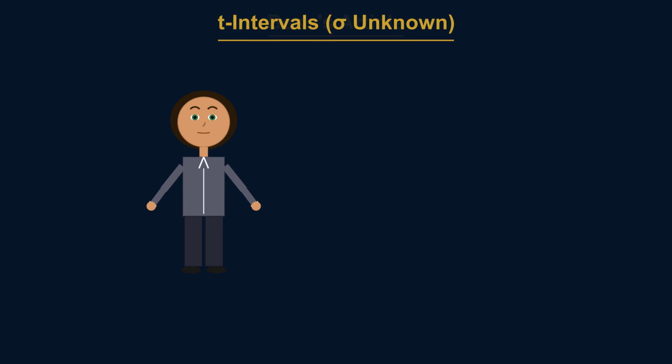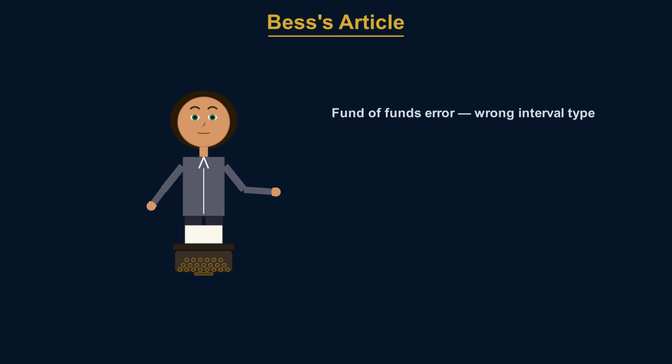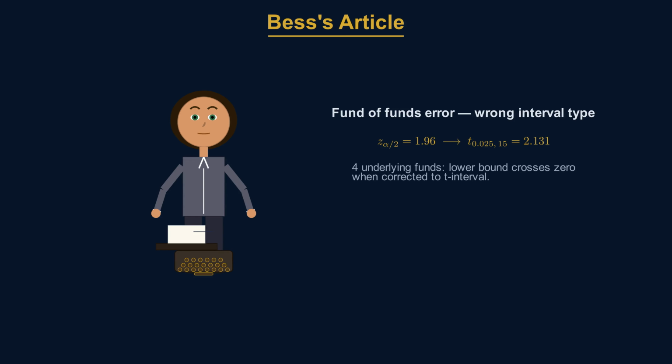In her article, Best explains this to her readers. A z-critical value assumes the population standard deviation is known. But for funds with 4 years of quarterly returns, it is not known. That simple assumption ends up moving the lower bound from just above zero to just below it. 4 underlying funds in this portfolio cross that threshold when corrected, making it so that the original statements from the fund of funds end up being incorrect.